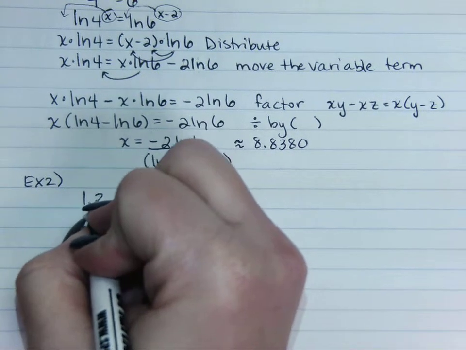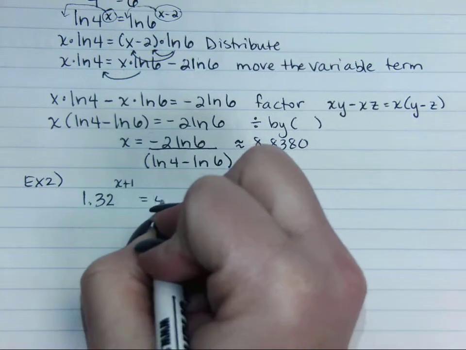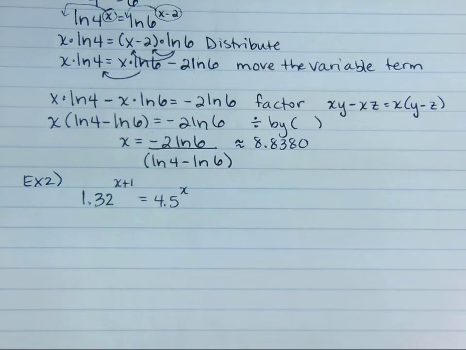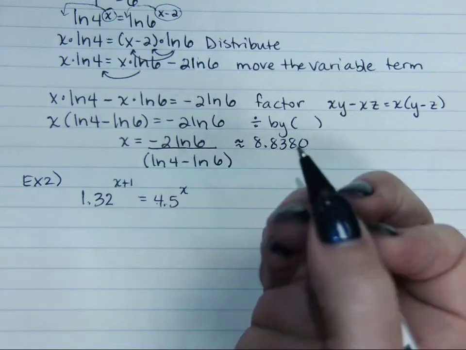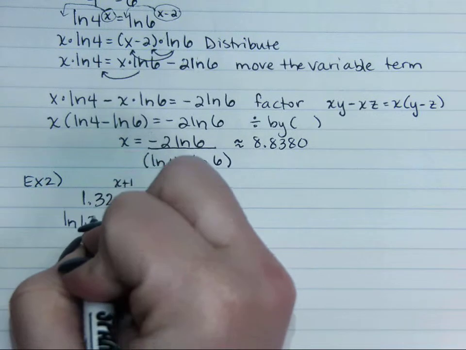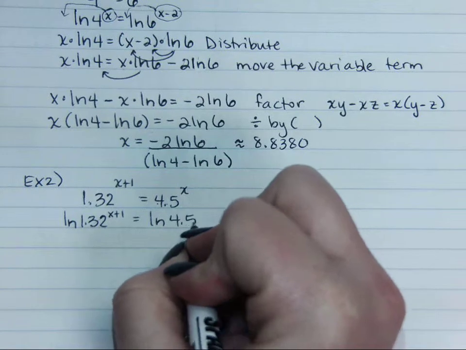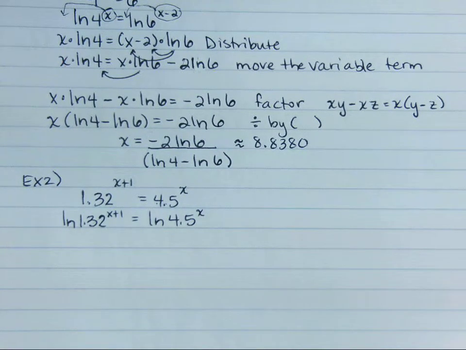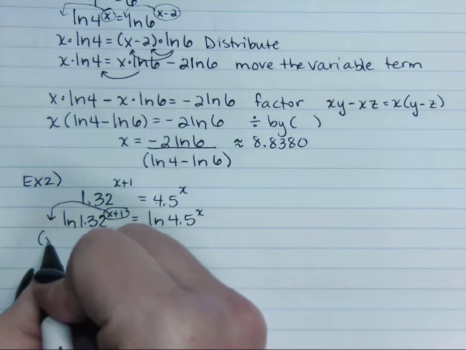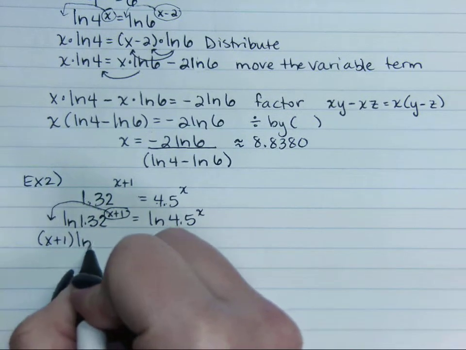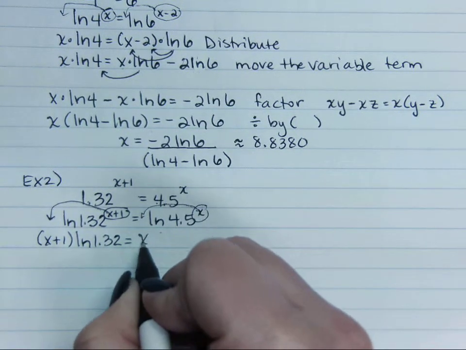Right, so 1.32 to the x plus 1 is equal to 4.5 to the x power. So again, I have no idea how to make those the same, so I'm just going to use my rule for ln. And again, showing more work is better than showing less work, so that way if you make a mistake, it's easy to find. So this entire exponent is going to come out front. Make sure you put that in parentheses. Same thing on the right-hand side. The x comes out front.